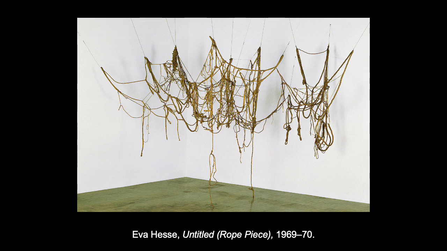Now, this particular work, each and every time it is installed, it looks slightly different. The ropes fall in different ways. The shapes are slightly different. The piece sort of seems to morph or shrink and expand, evolve with each installation, sort of like it's a living thing. And so Eva Hesse has described this work as representing the chaos of life and death.